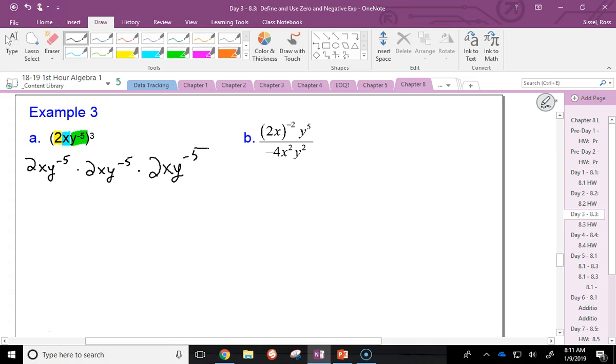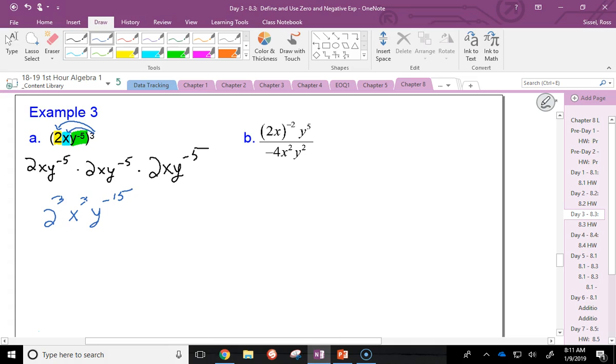We have learned, though, if we have that power to a power here, I can just distribute this 3 to each one of these. So this would have been 2 cubed, x cubed, y, and then when we look at our exponent, we'll do the multiplication. Negative 5 times 3 is negative 15. That's in blue how I would have done it.